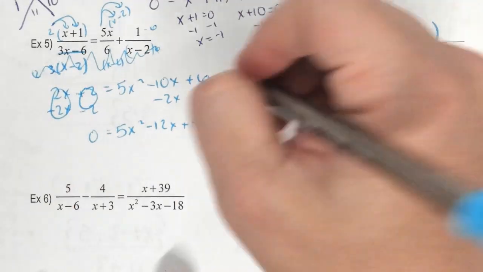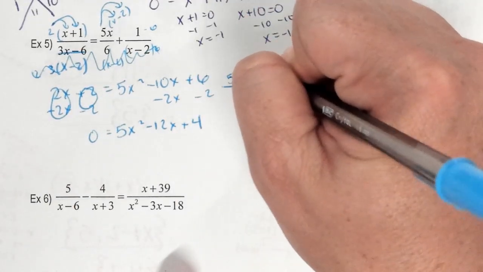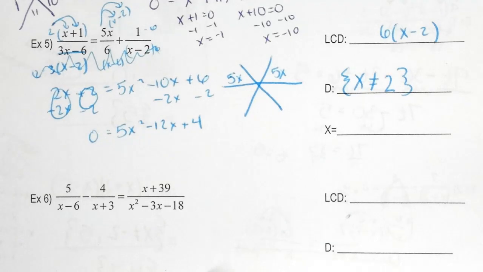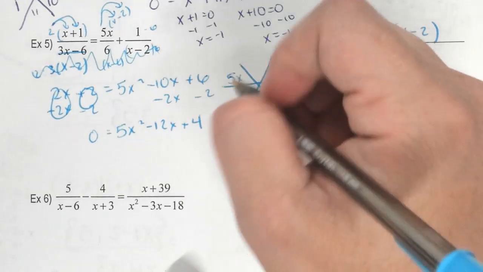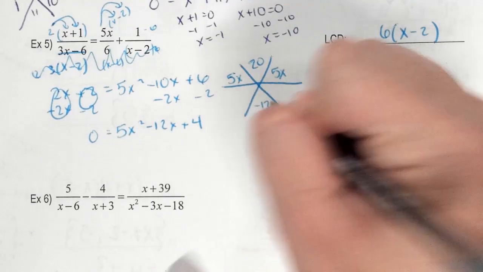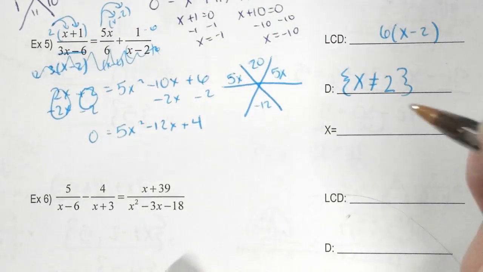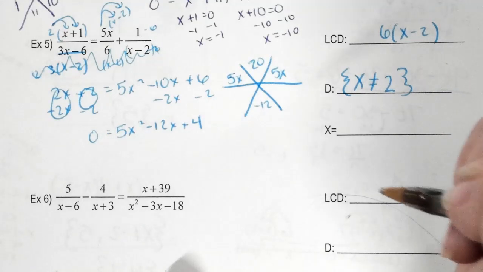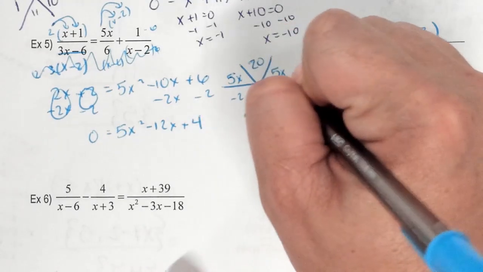A is 5, so we have 5x, 5x. What goes on top? 5 times 4, which is 20. What's b? Negative 12. Now, my numbers that multiply to give me 20 and add to give me negative 12 are negative 2 and negative 10.